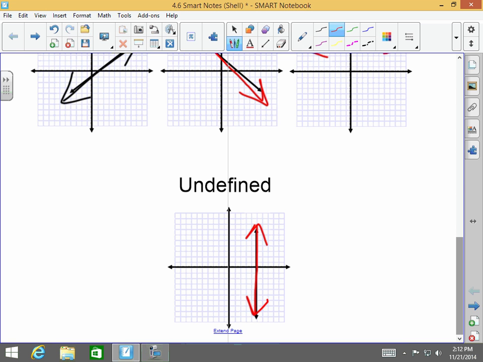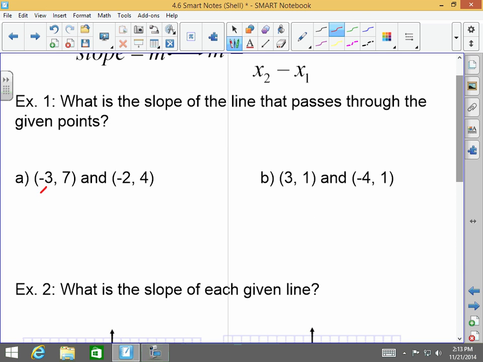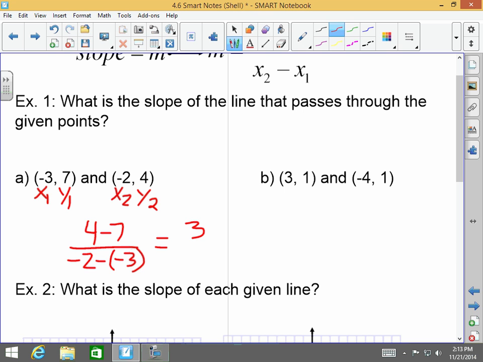I know you guys have all seen this before, so this should be just a review. So remember, slope equals y2 minus y1 over x2 minus x1. What is the slope of the line that passes through the given points? Whenever you're going to find slope, label, label, label. This is x1, y1, x2, y2, and you literally plug it in: y2 minus y1 over x2 minus x1. Please notice that negative in the middle, you have to subtract that from whatever value x1 is. So in this case, this is going to be 3 over negative 2 plus 3, so it'd be 3 over 1. So that means my rise is 3, my run is 1.